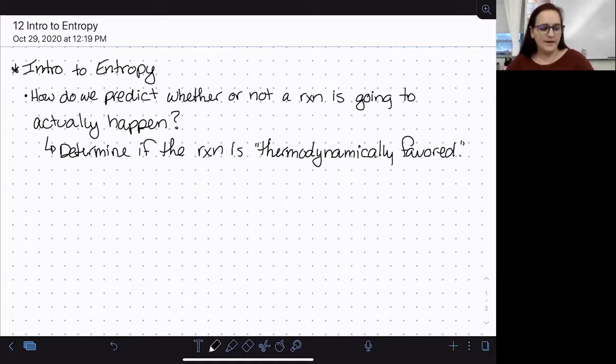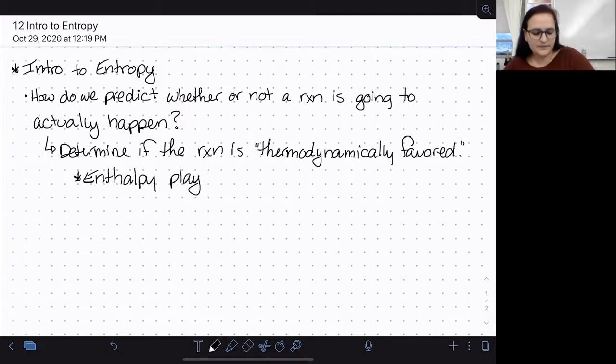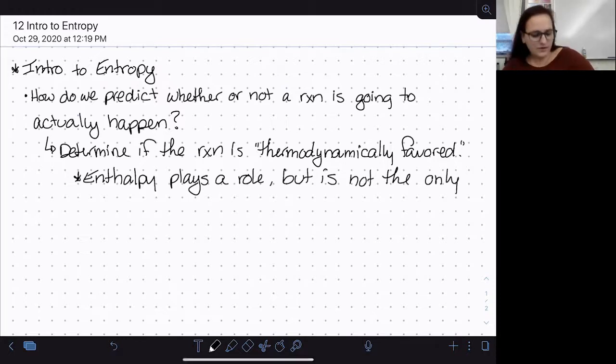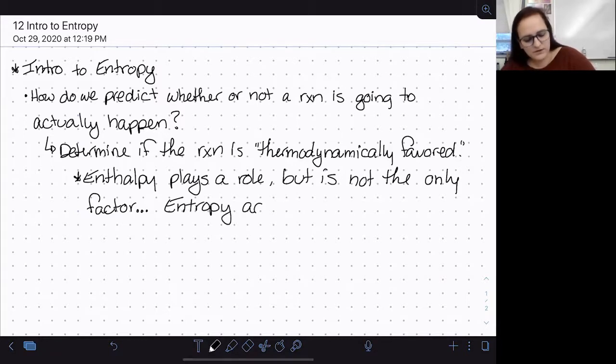And right now we have half of the picture. We've been talking about enthalpy, and enthalpy does play a role, but it is not the only factor. So we're going to be talking about the other side of the thermodynamics coin, which is known as entropy. Enthalpy is important for determining thermodynamic favorability, but enthalpy alone does not tell you enough.